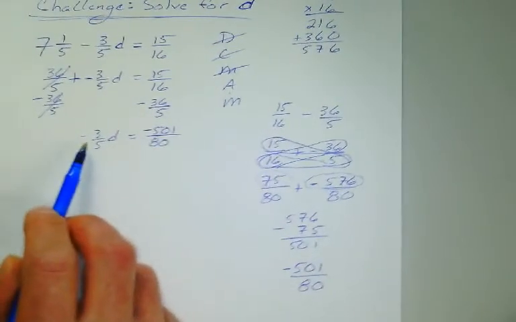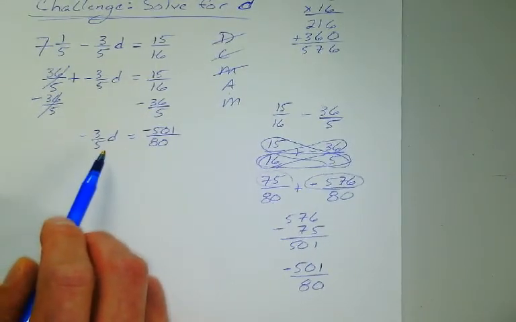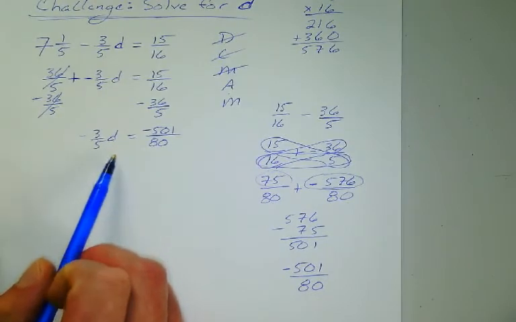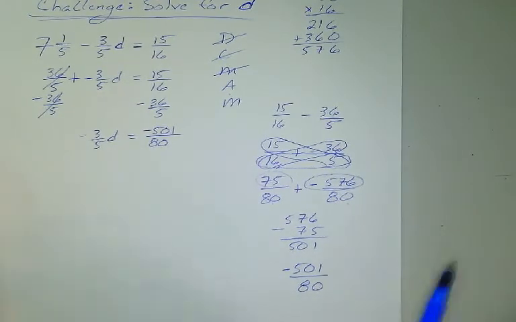Now we still have this negative 3/5 d. Excuse my wobbly desk, guys. All right, and excuse Frozen in the background. That's the only way I can get work done anymore is to play Frozen.